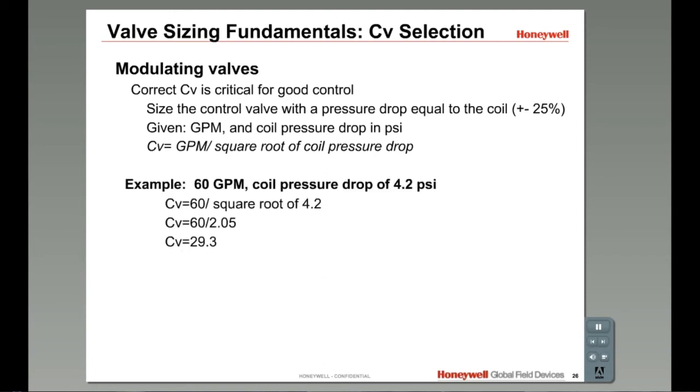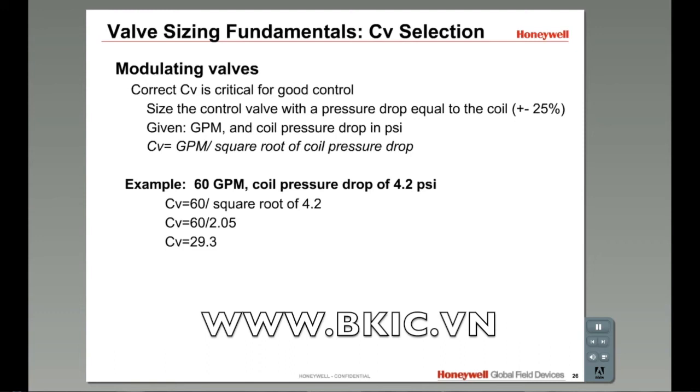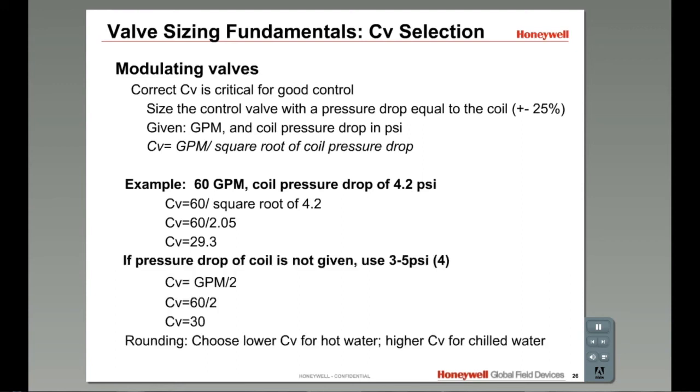So, if you have a coil with a 4.2 pressure drop, then divide 60 by the square root of 4.2. Usually, the GPM is known, but the coil pressure drop may not be. In this case, size the control valve to have a pressure drop of 3 to 5 psi. Often 4 psi is used, as this makes the mathematics very easy, as the square root of 4 is 2. So the CV is found by dividing the GPM by 2.